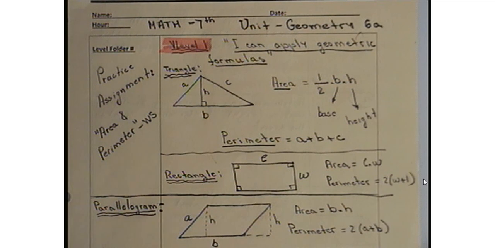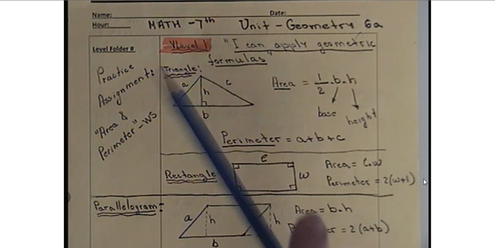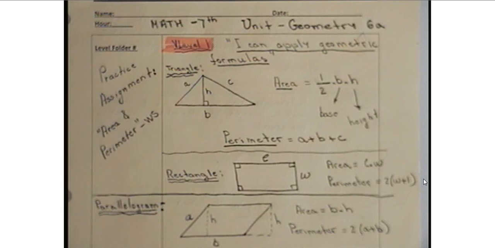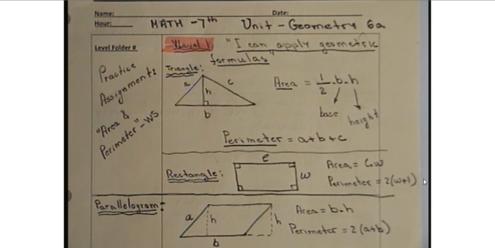Hello everybody and welcome to Unit Geometry. This unit will be two parts, and if you look all the way on the top, you will see Math 7 Unit Geometry 6A. It's 6A because we will have about 5 level folders.